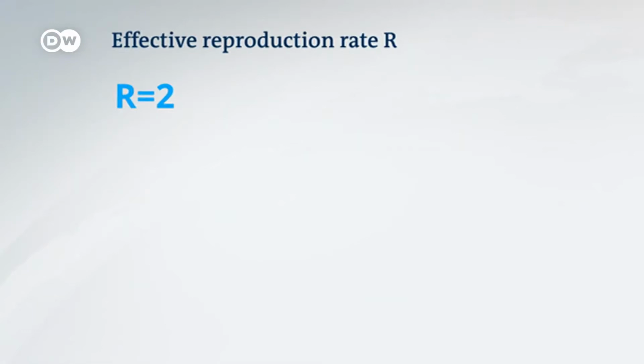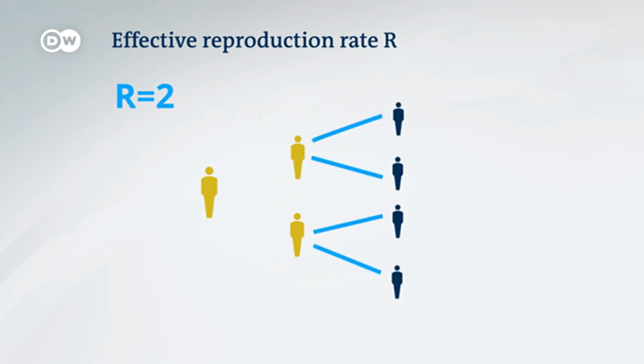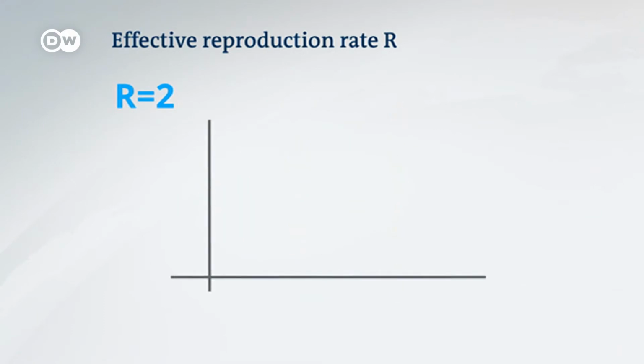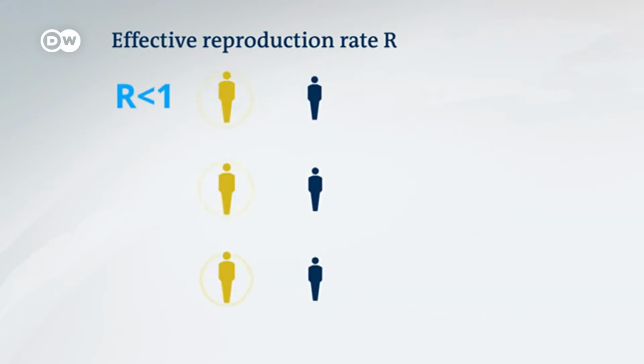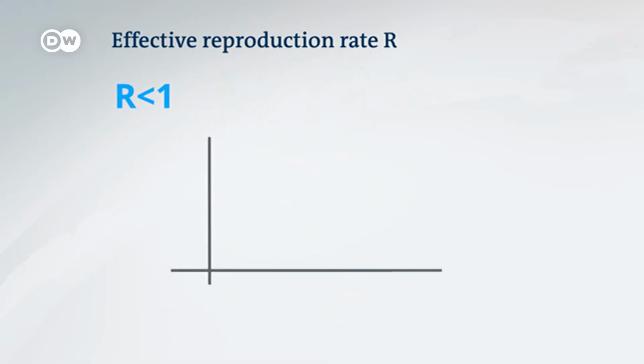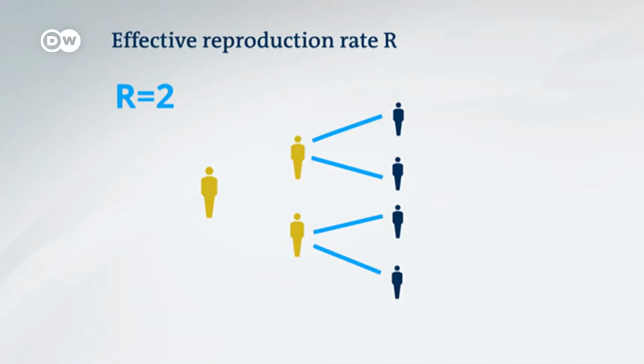The effective reproduction rate, R, describes the average number of people an infected person passes the virus on to. An R value of 2 means that one infected person passes the disease to 2 others, meaning the virus spreads exponentially. If the effective reproduction number is less than 1, the number of new infections decreases. While the 7-day incidence offers an initial estimate, the reproduction rate gives you an idea of the dynamics, how quickly the infection is currently spreading from one person to the next.